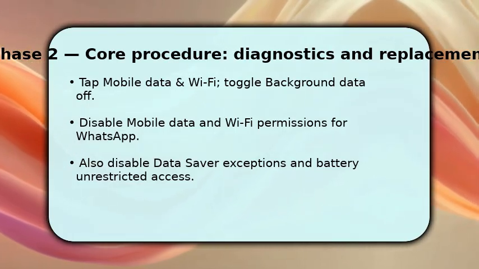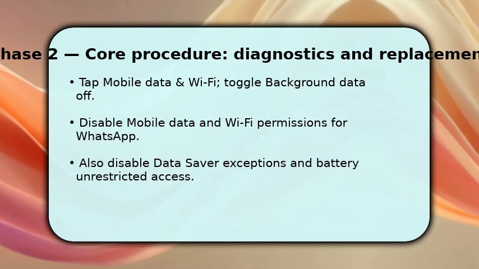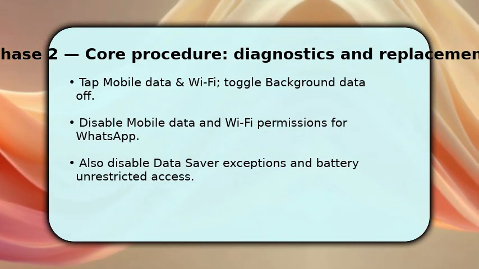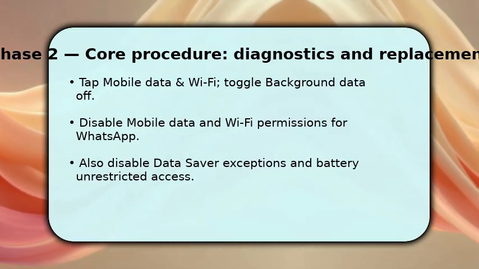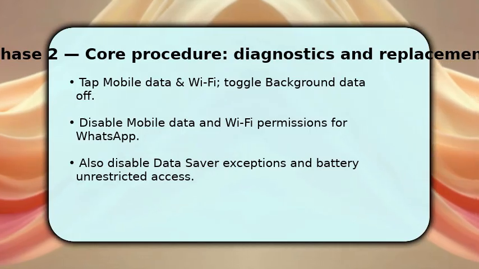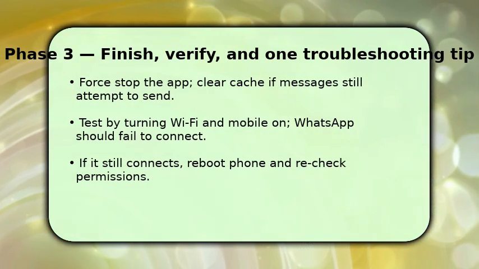Make sure to check data saver exceptions and remove WhatsApp from any unrestricted list. If battery optimization is disabled, re-enable normal restrictions, finish by force stopping WhatsApp and then testing. Enable Wi-Fi and mobile data briefly. WhatsApp should not connect.